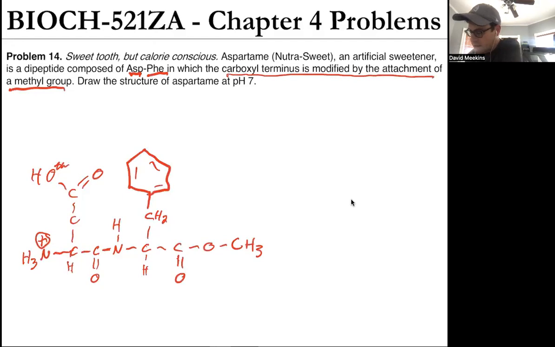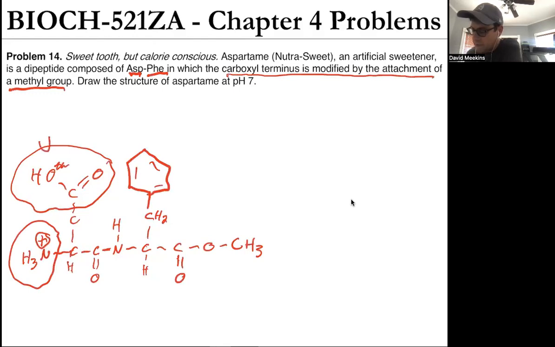It only has 2 ionizable groups. So this is an ionizable group right here, and this is an ionizable group right here. The pKa of this group right here is about 4, and the pKa of this group is going to equal about 8, something like that. So it's asking us to draw the structure of aspartame at pH 7.